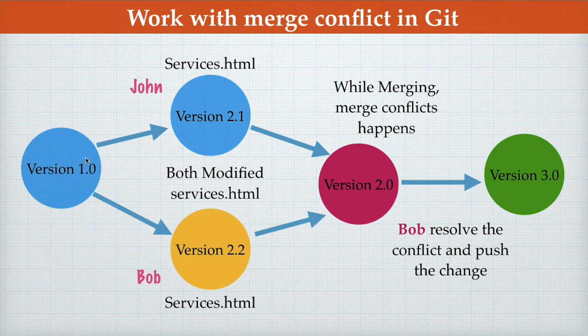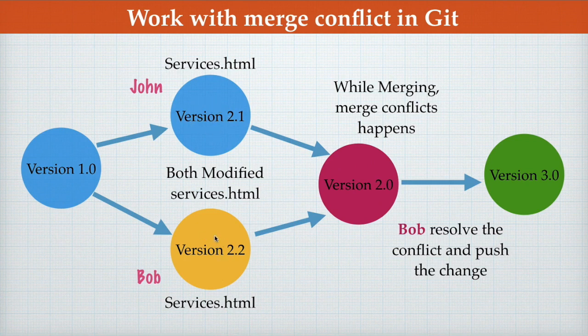Now we have some requirements to add a few features into our product and to modify some files in the existing product. There are two developers, John and Bob, who are working on the features. John is working on feature 2.1 and Bob is working on feature 2.2. In both features, there is a file called services.html, and this file has been modified by both John and Bob.